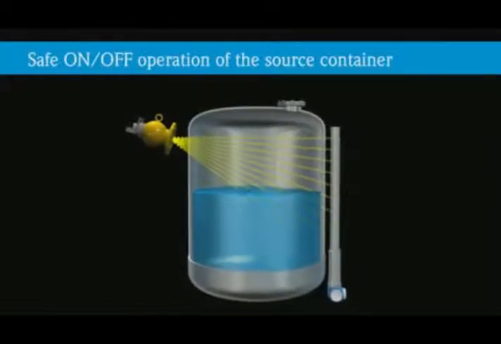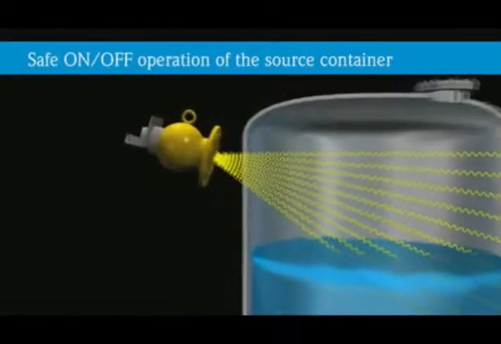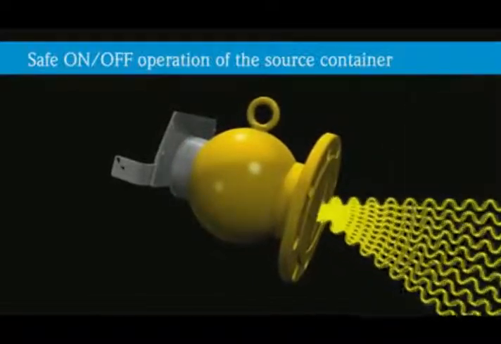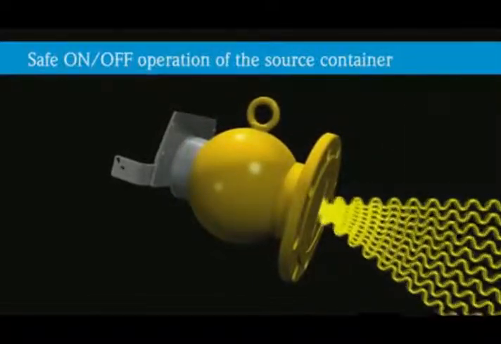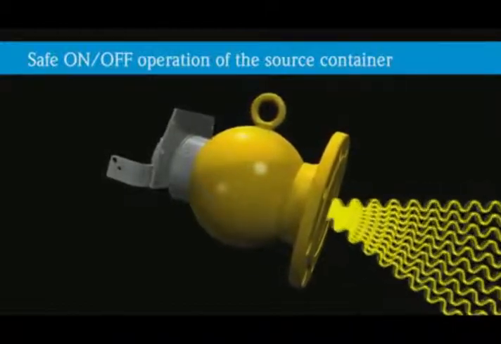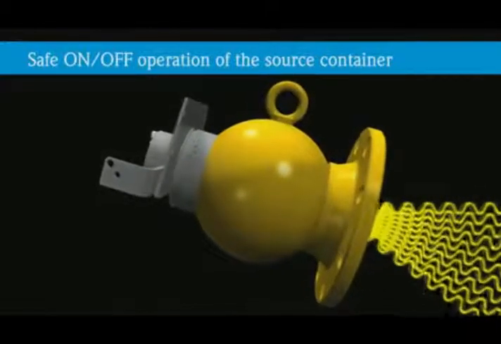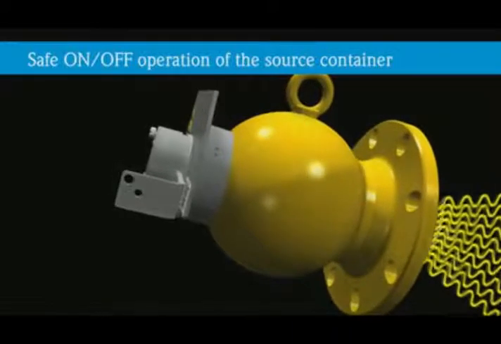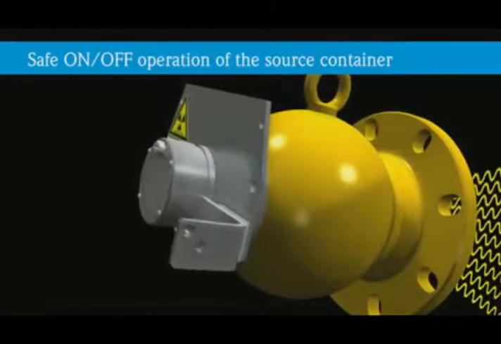The radiation can only be emitted in one focused direction and is screened in any other direction by the source container. For optimum adaptation to applications, the FQG61 and FQG62 source containers are available with different screening effects and emission angles.